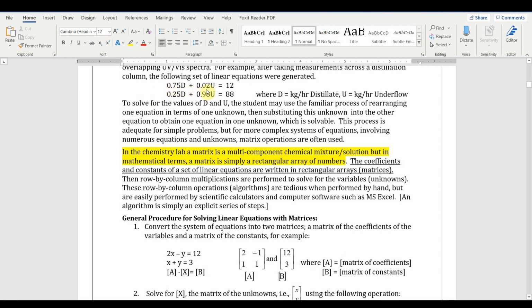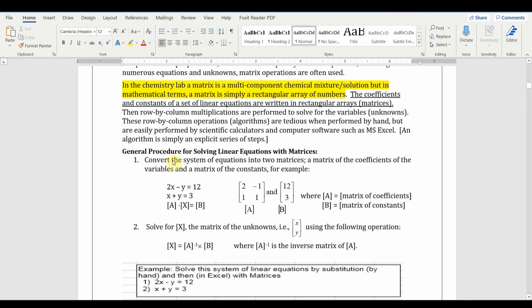0.75, 0.02, 0.25, and 0.98 are the coefficients of these variables, D and U, and the constants are the values on the right-hand side. So the coefficients and the constants of sets of linear equations are written in rectangular arrays. And then, row by column, multiplications are performed to solve for the variables or unknowns. And these row by column operations, algorithms, just like the process of FOIL in algebra, are tedious when performed by hand, but can easily be performed by scientific calculators and computer software such as MS Excel.